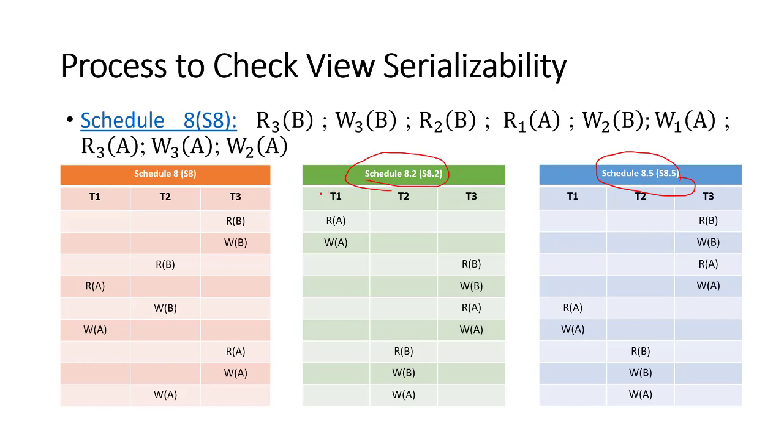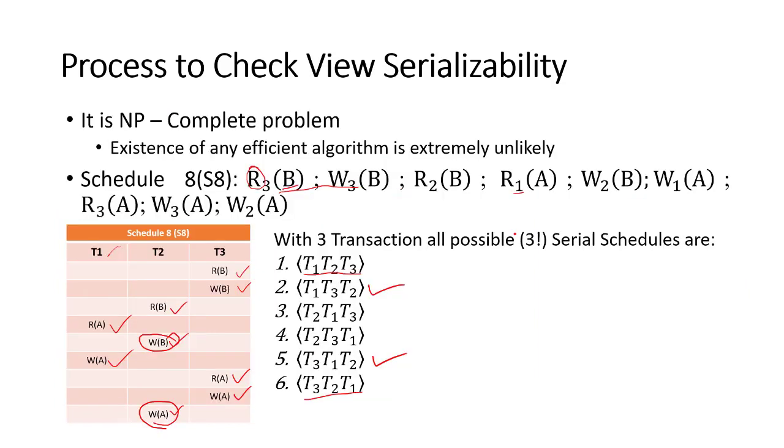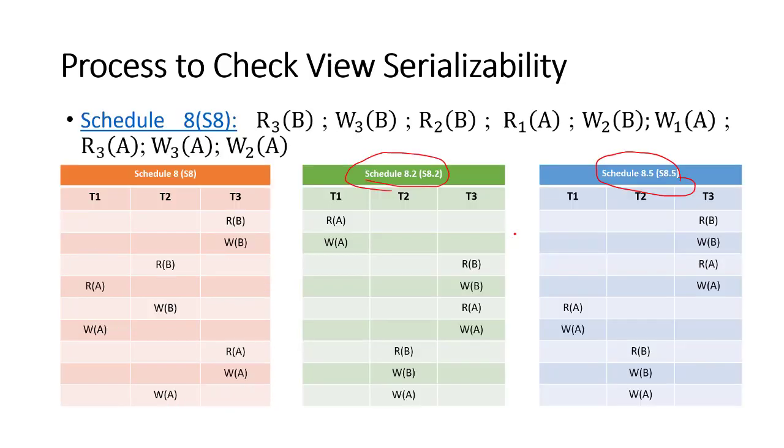The ordering of the serial schedule is transaction 1 followed by transaction 3 and transaction 2, and for 8.5 it is transaction 3 followed by transaction 1 and then transaction 2. Similar to the serial schedule, we have identified which can be view equivalent to the schedule given to us, that is the schedule number 8.